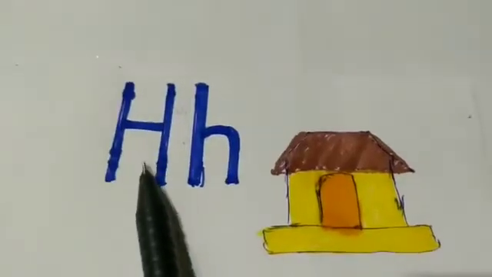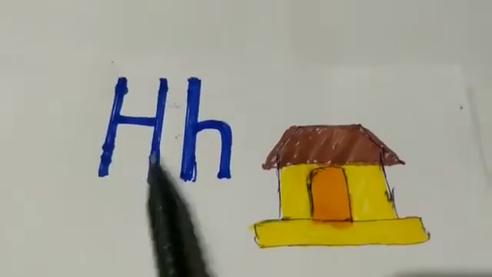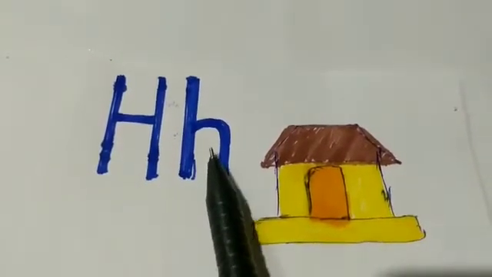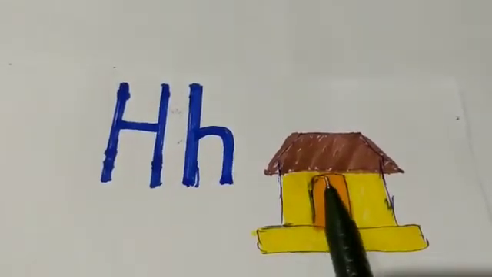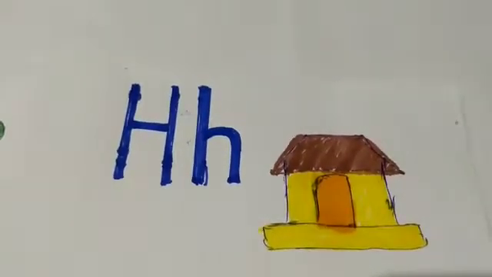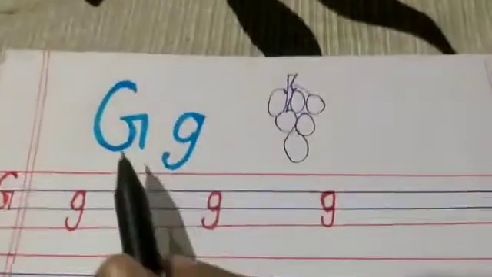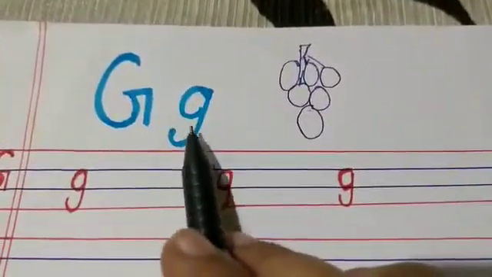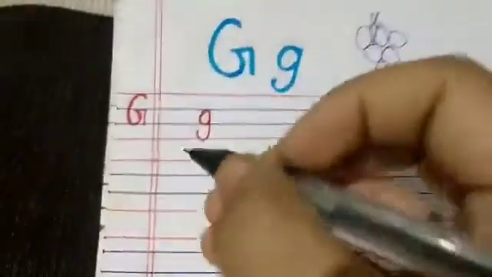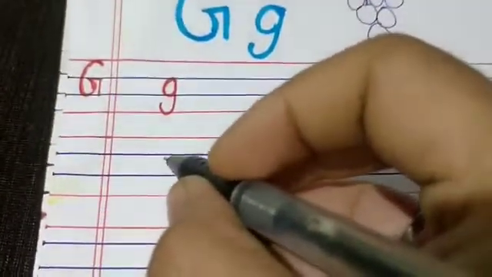I have already taught you how to write capital H. Today we are going to learn how to write small h. H for hut. H for hut. So today we will learn how to write small g. G for grapes. So we will start writing. Let's see children how to write.